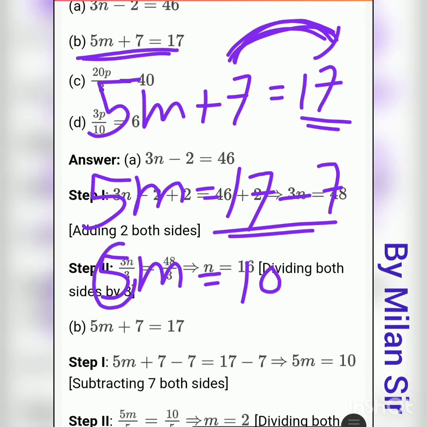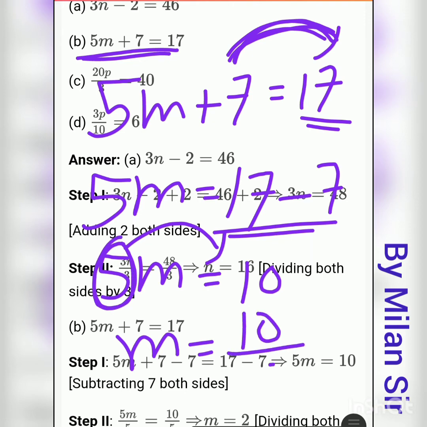Now we need to transfer this multiply 5 to the right hand side. So m is equals to 10 and this multiply 5 goes to the denominator. So 5 2s are 10. So our answer is 2. m is equals to 2.